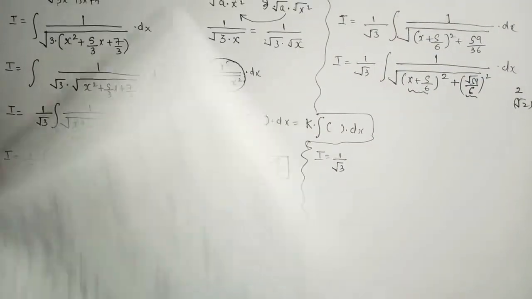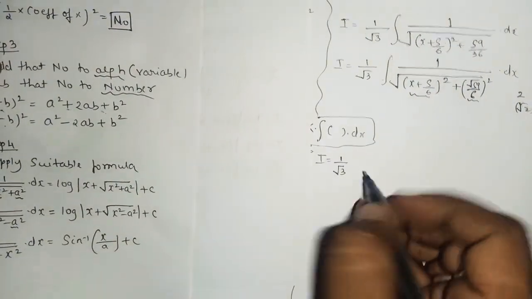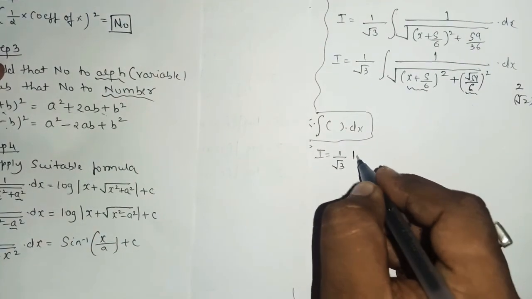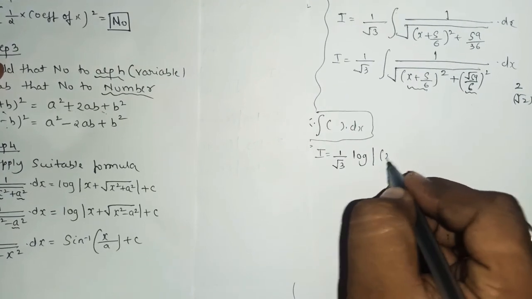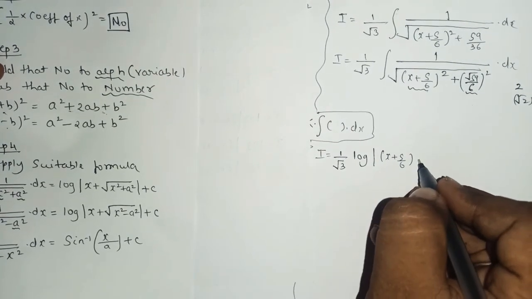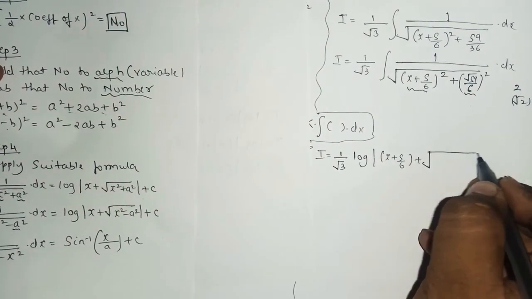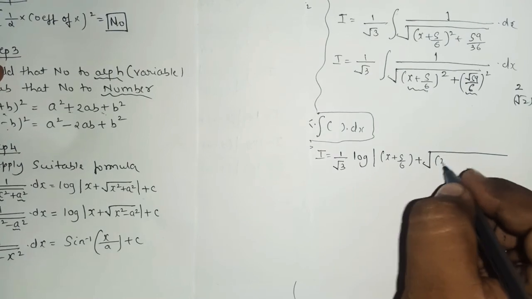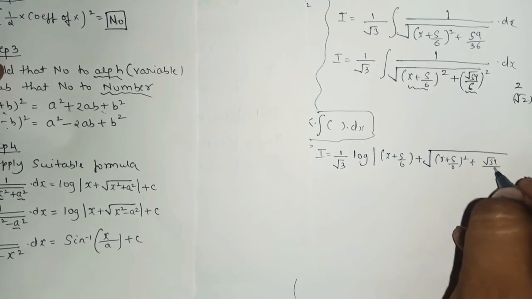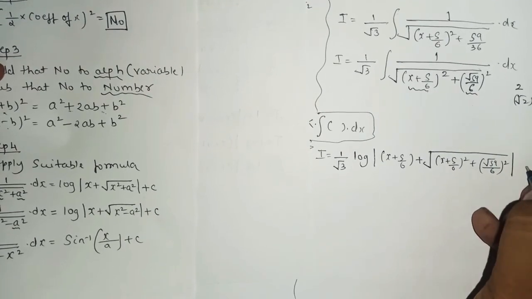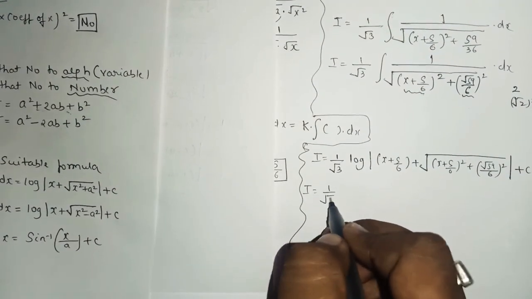As we know that this section looks like the first formula, it says log, this constant you will write the same as it is, so you will write log mod x. What is there in place of x? It is x plus 5 by 6. Okay, then plus square root. Okay, the same part will come, x plus 5 upon 6 the whole square plus root 59 upon 6 the whole square, mod close, plus c. Okay, then after that a basic adjustment you have to do here.